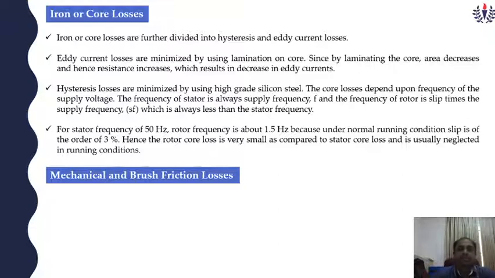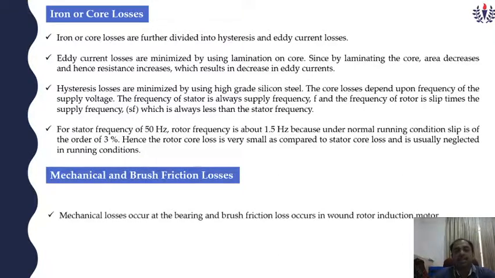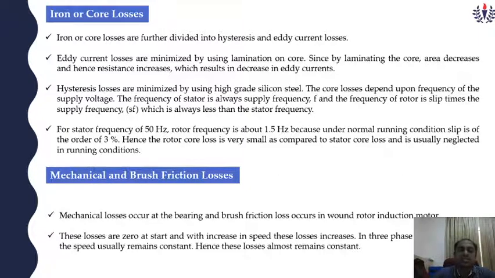3% means 0.03. Hence the rotor core loss is very small as compared to stator core loss and is usually neglected in running condition. The second one is mechanical and friction losses. The mechanical losses occur at the bearing, and brush friction loss occurs in a wound rotor induction motor. These losses are zero at start. At starting position these losses are not available, but as the speed increases, the losses increase. In a three-phase induction motor the speed usually remains constant, hence these losses also remain constant.